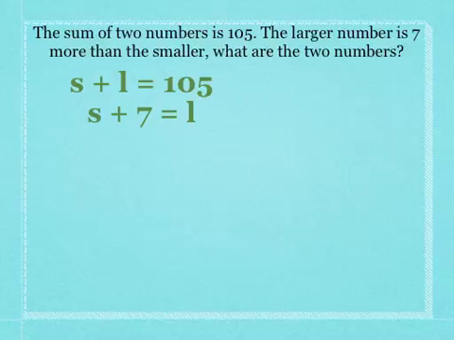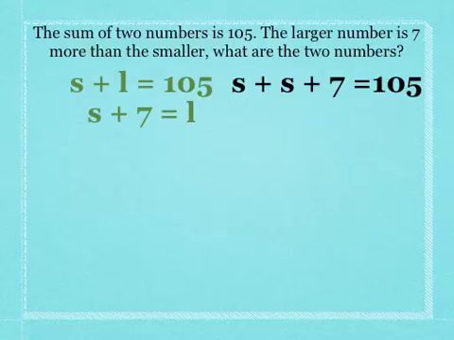If you look at these two equations that I've written, I have s plus L equals 105, and s plus 7 equals L. If you notice in my second equation, L is already isolated. It's already alone on one side. So I'm going to choose to use the substitution method, and I'm going to plug in s plus 7 for L into the first equation. So that would be s plus, instead of L, I'm going to put s plus 7 equals 105.